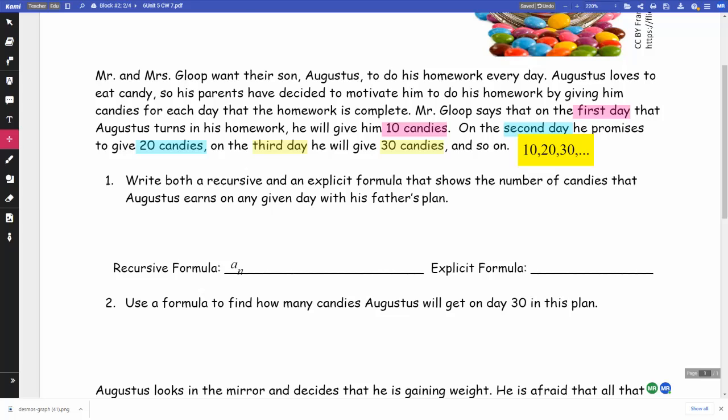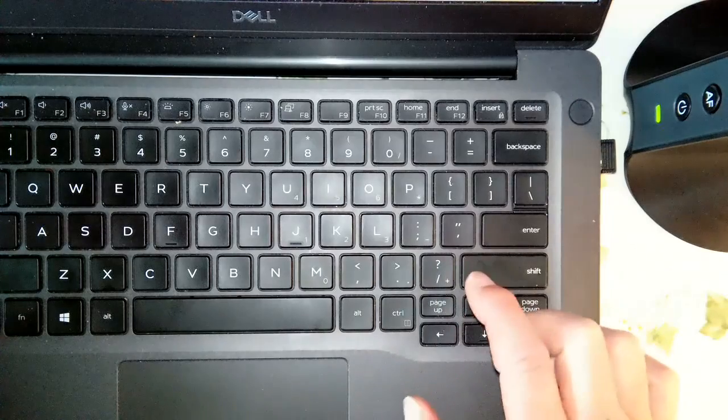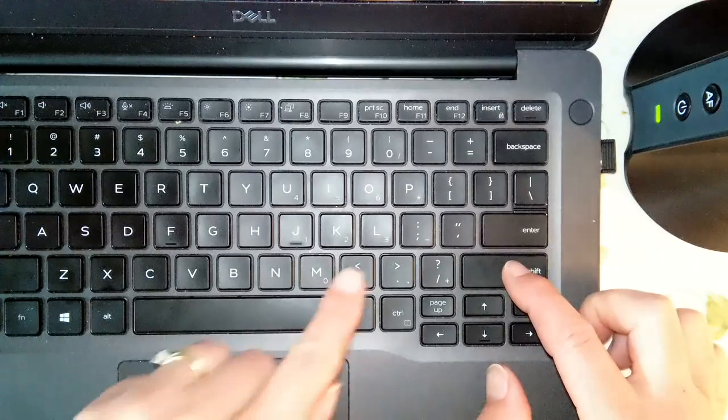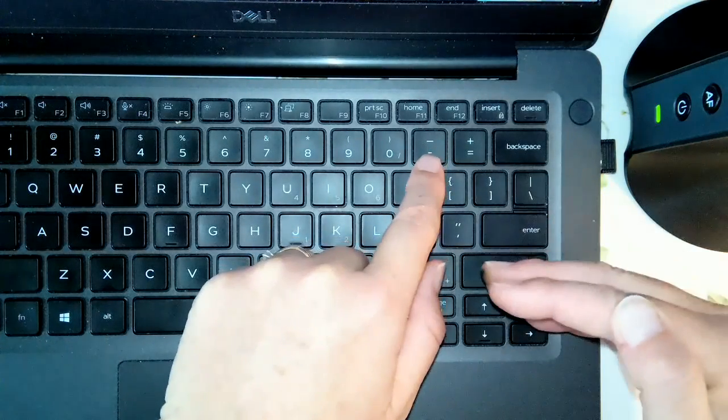Okay, let's see. Hold on. I'm going to stop sharing for a second. Okay, and so I'm doing shift. I usually do shift on the other side, but I'll do shift here. So shift and the minus sign, and that will do a subscript.